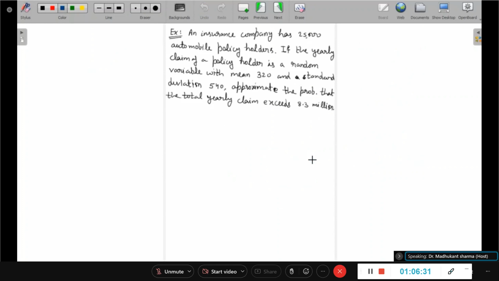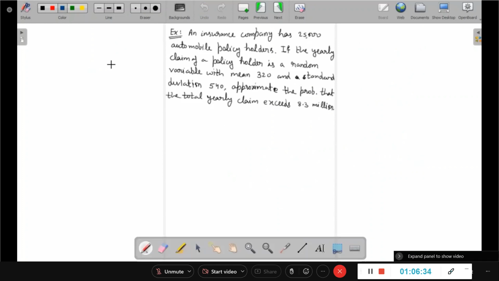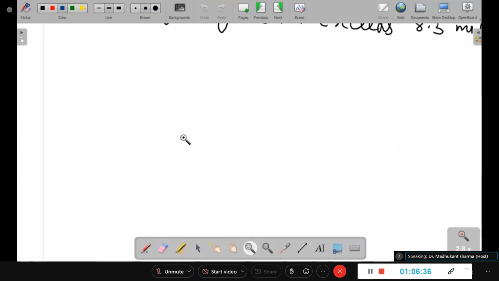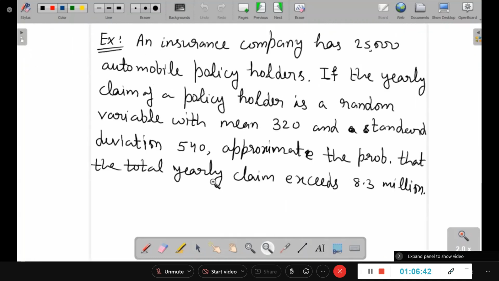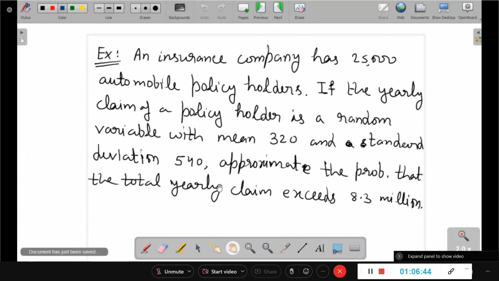Let's try to see this problem. Read this problem. This problem states that an insurance company has 25,000 automobile policy holders. If the yearly claim of a policy holder is a random variable with mean 320 and standard deviation 540, it is given to you. Then approximate the probability that the total yearly claim exceeds 8.3 million.